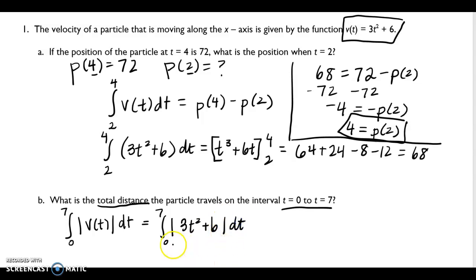One thing I want to point out is that the absolute value is inside the integral. So I'm integrating the absolute value function. It is not the absolute value of the integral. That means I need to consider 3t^2 + 6 and where it's positive and negative. If you think about what that graph looks like, you know it's quadratic and it's shifted up 6. So when I think about that parabola, it's always positive, which means I can take off the absolute values because it's already always positive.